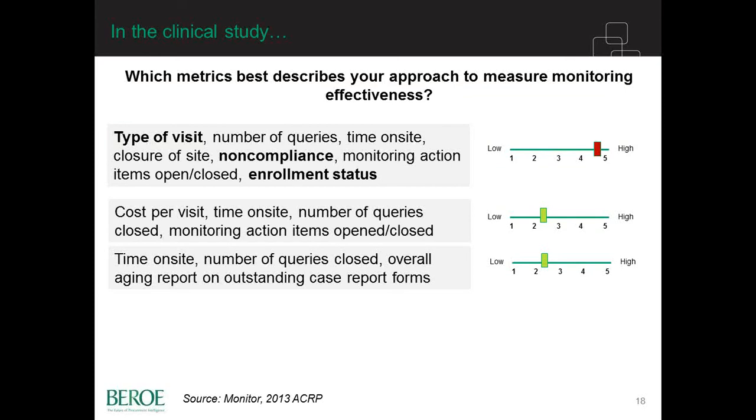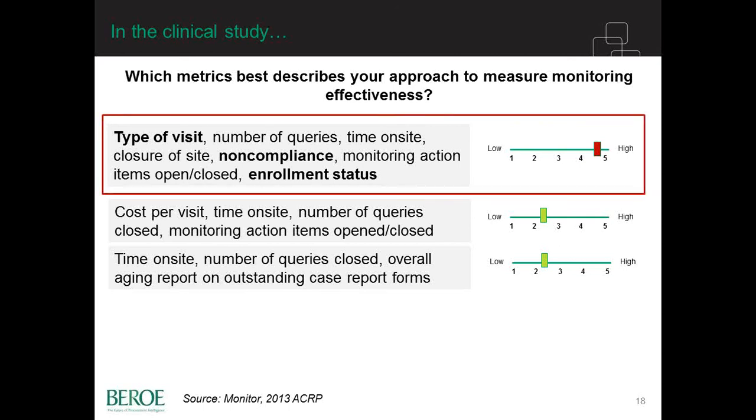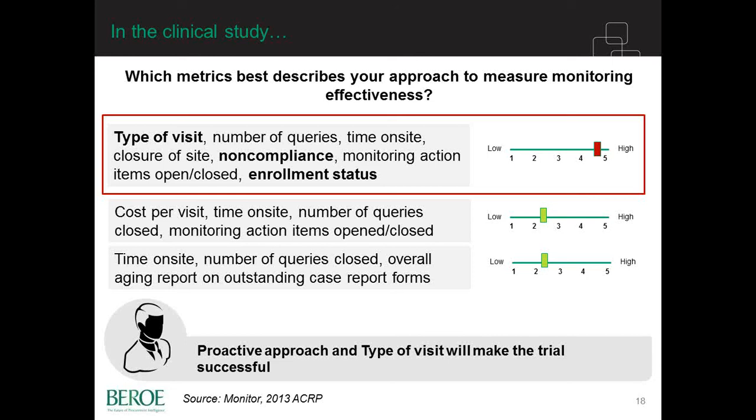And then we tried to look into the metrics which can best describe the approach to measure monitoring effectiveness. We found that the type of visit, whether it is reactive, proactive, based upon the historical data of that particular site, or triggered by centralized monitoring, is going to play a very crucial role, keeping in mind the compliance status of that particular site. One very important key aspect is the patient enrollment status, which gives a very clear idea about how any site has been performing. And as per this study, the outcome was that a proactive approach and type of visit will make the trial successful.